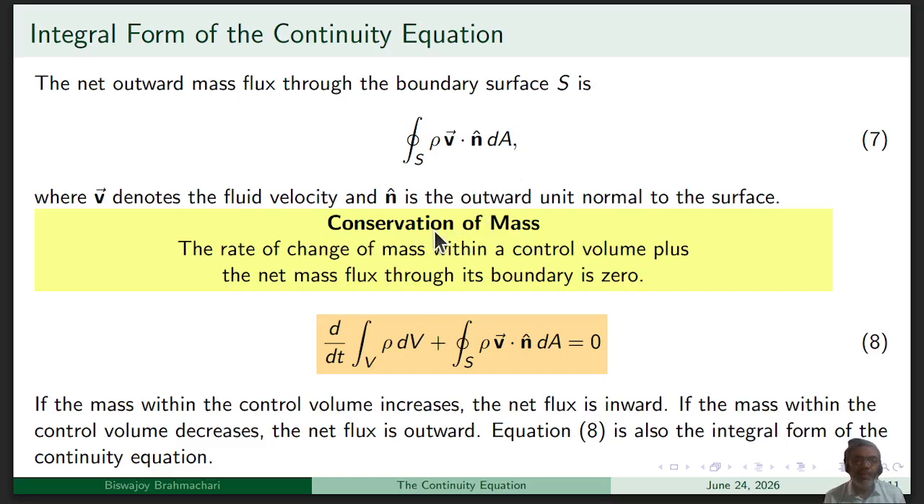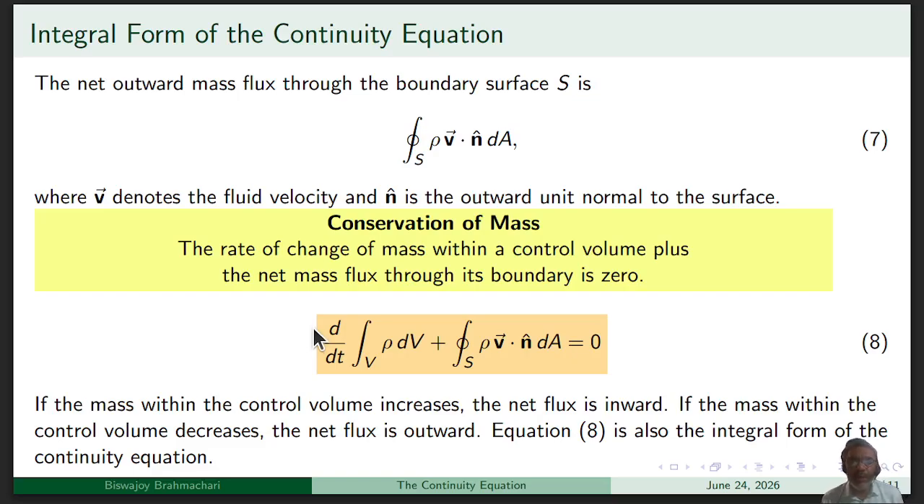Now conservation of mass says the rate of change of mass within a control volume plus the net mass flux through the boundary, the total is 0. That is the conservation of mass. Then we get d/dt of the volume integral of rho dV plus the surface integral of rho v dot n dA equal to 0. This is the integral form of the continuity equation.